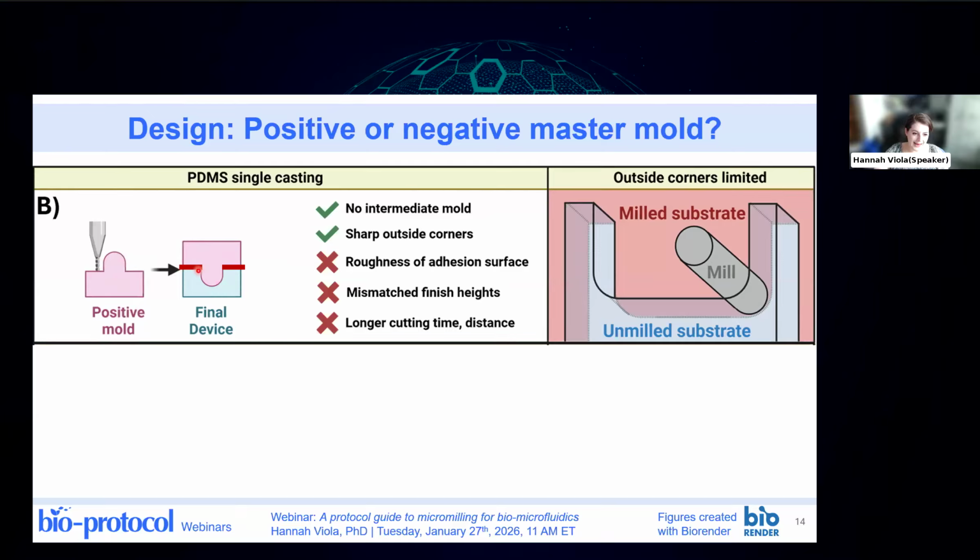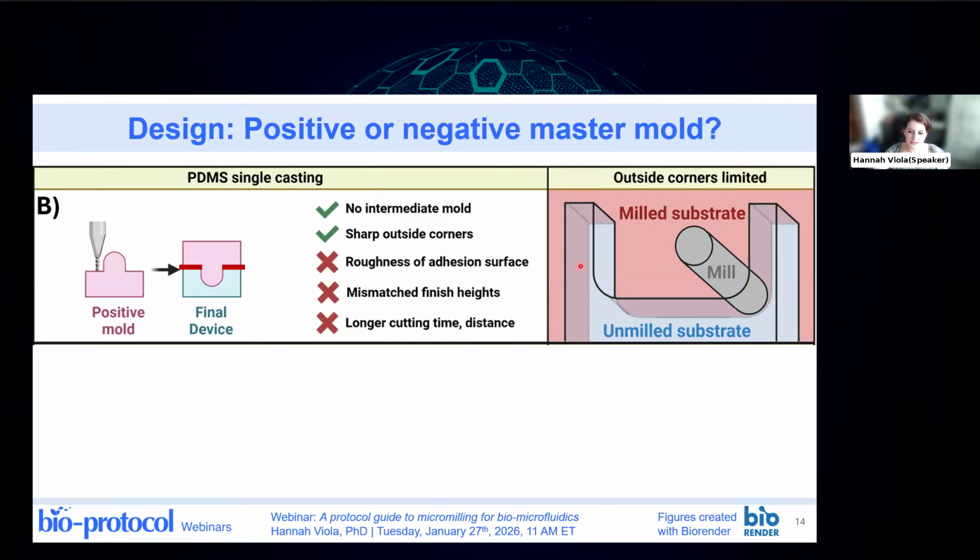And the advantage of this is you don't have an intermediate mold where you have to cast again. I'll talk about that in a second. And you can have sharp outside corners, which I have here. So the mill is going to have some diameter. You can get a perfectly 90-degree corner on these outside corners, but then the inside corners are going to be more rounded depending on the diameter of your mill. And this might not be important. It depends on the ratio of your features to the size of your mill. But it can be a limitation to be aware of.